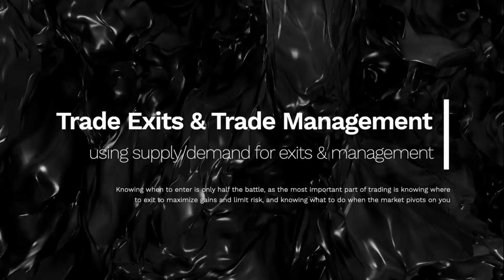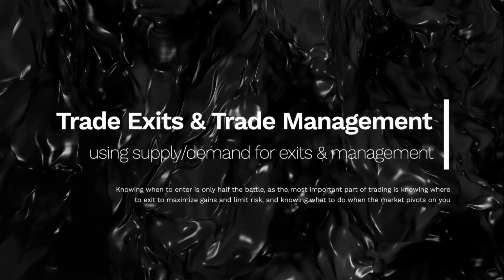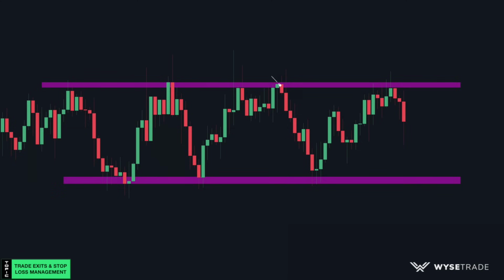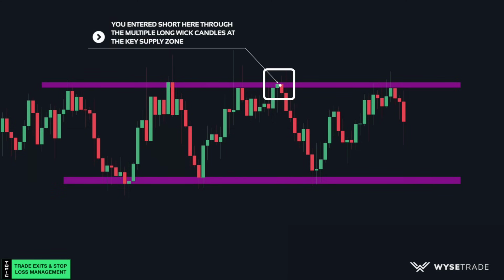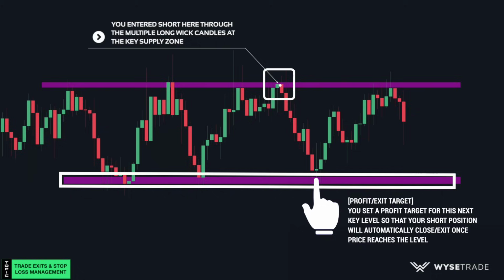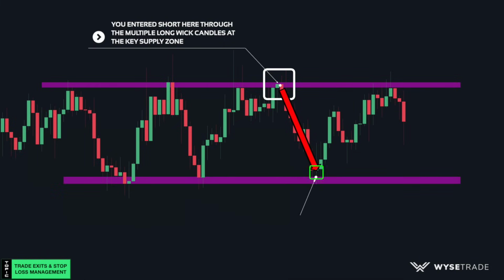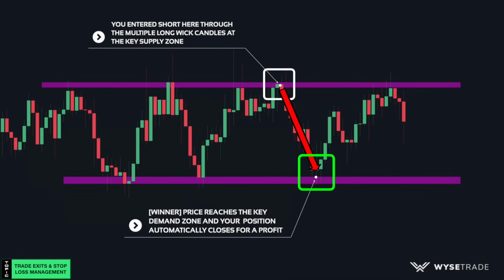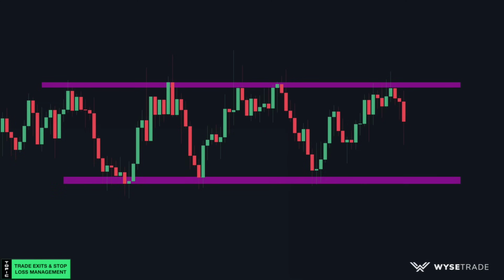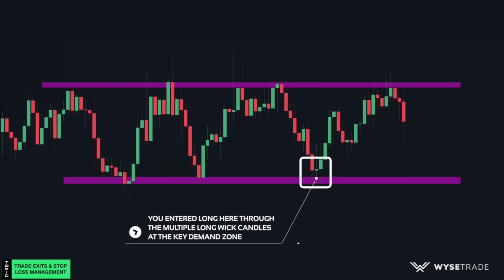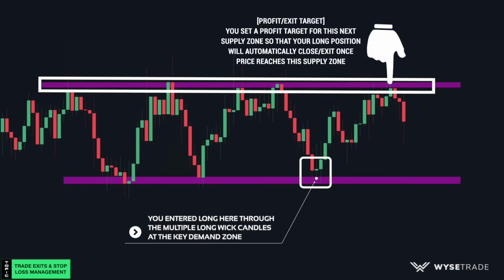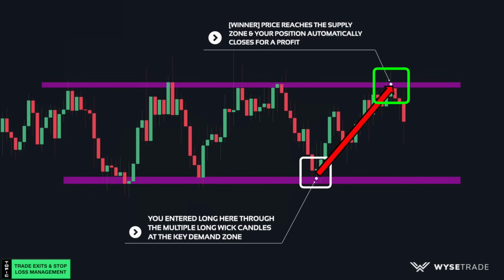Trade exits and trade management. So, you entered this short trade setup here at the supply zone, and you target this next demand zone here. Price gets there, and your position automatically closes for a profit. Great. You then enter a long trade setup here at the demand zone, and you target the next supply zone again. Price gets there, and your position automatically closes for a profit.